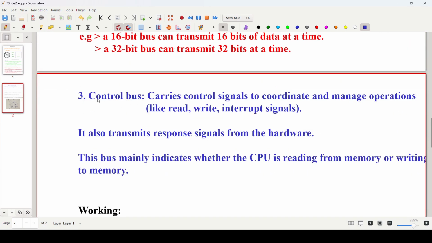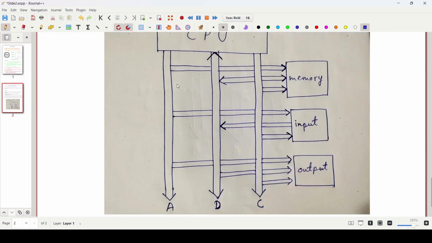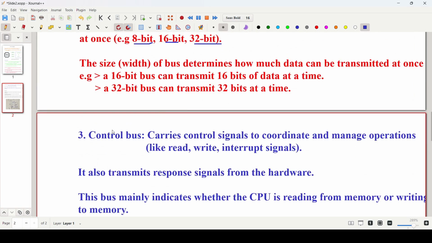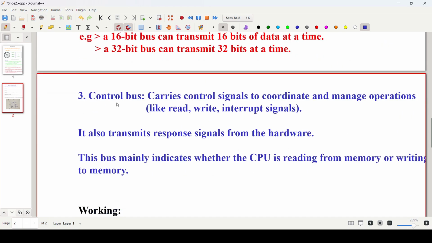Now let us discuss the control bus. I have given the figure at the end of the slide, so I will discuss it after the discussion of all three buses. The control bus carries the control signals to coordinate and manage the operation between the CPU and the input output or the memory. These control signals may be read operation, write operation, or input signals. Basically, there are only two types of operations: read and write. We sometimes use an interrupt signal, but broadly there are only two types of operations: read and write.